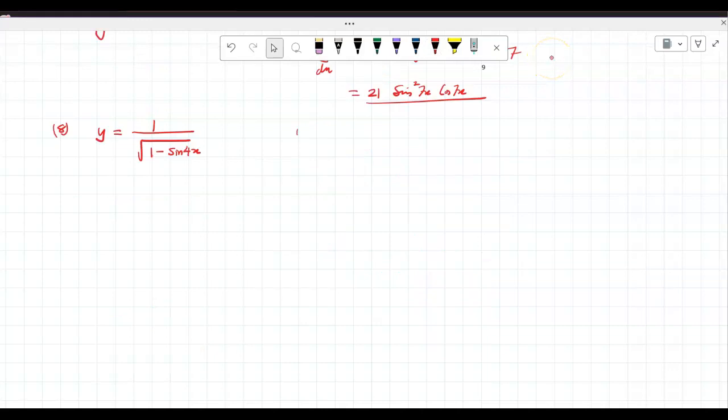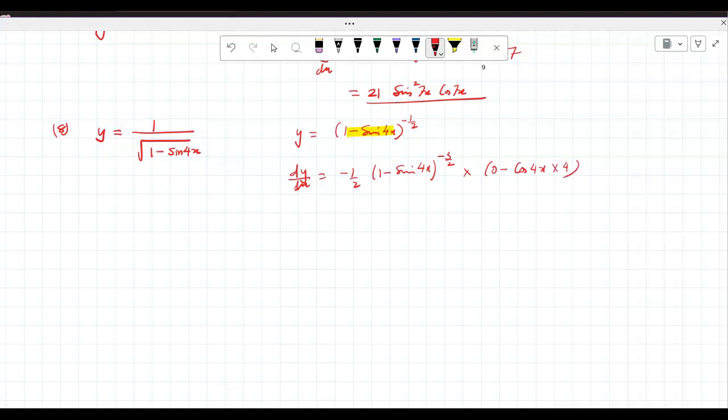Your y, you rewrite it as 1 minus sine 4x raised to minus half. When you take the derivative, dy by dx is minus half, 1 minus sine 4x raised to minus 3 by 2. Now we take the inner function: derivative of 1 is 0, minus cos 4x into 4. So all in all, this will become 4 cos 4x upon 2, 1 minus sine 4x raised to minus 3 by 2, and that's your answer.